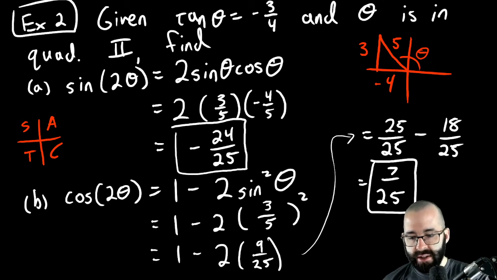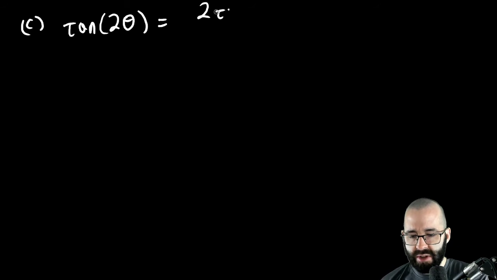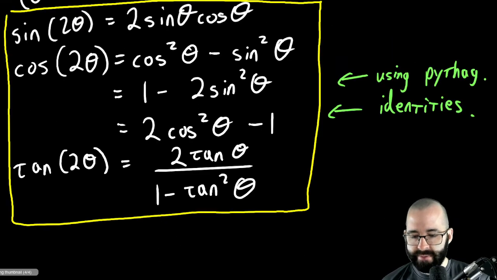All right, and tangent, again, tangent is just sine over cosine. But let's get some practice. We'll check our answer, make sure it's sine over cosine. Tangent of 2 theta is equal to, I believe, 2 tangent of theta divided by 1 minus tangent squared of theta. I believe that's our formula.